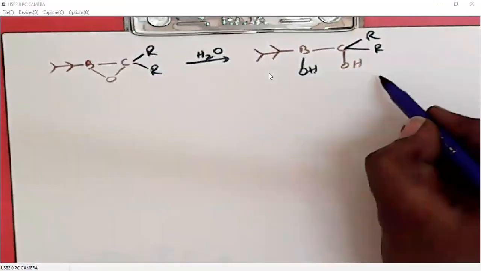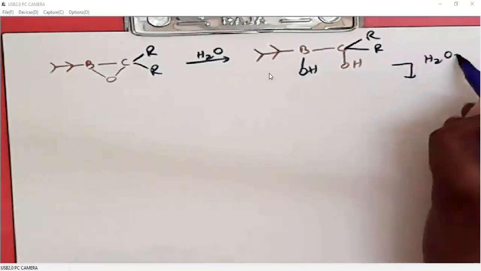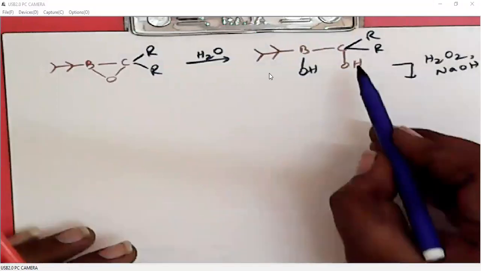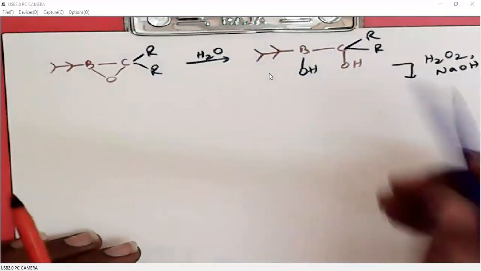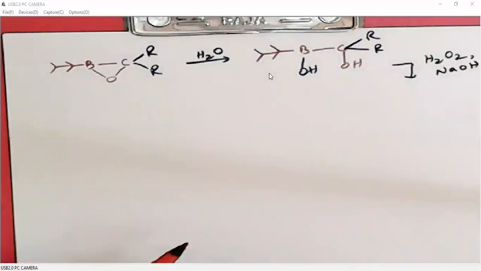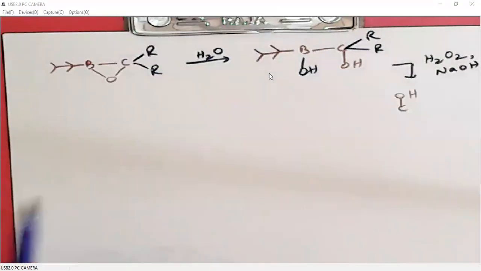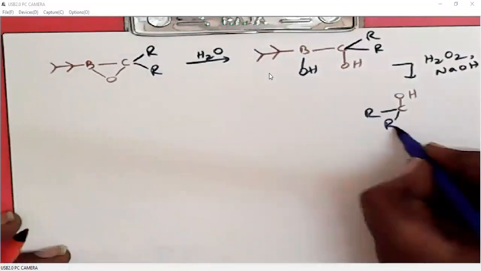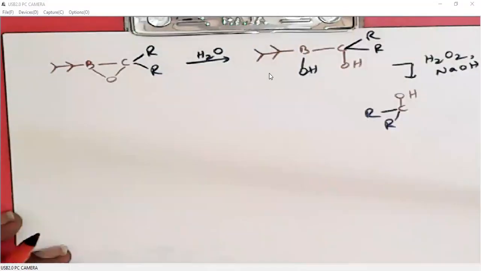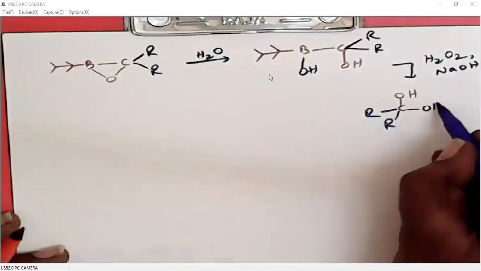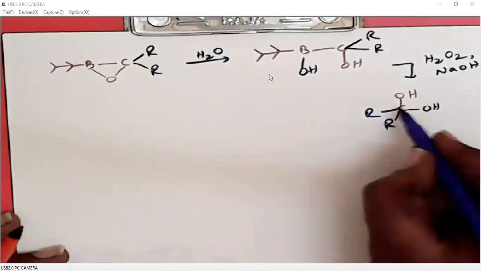Then when we oxidize it using hydrogen peroxide and sodium hydroxide, we are going to add one more OH group here, right? So this boron will be leaving, so I don't write that. What we are going to have is one more OH. So these alkyl groups are already there. Because of the oxidation, we are now getting one more alcohol.